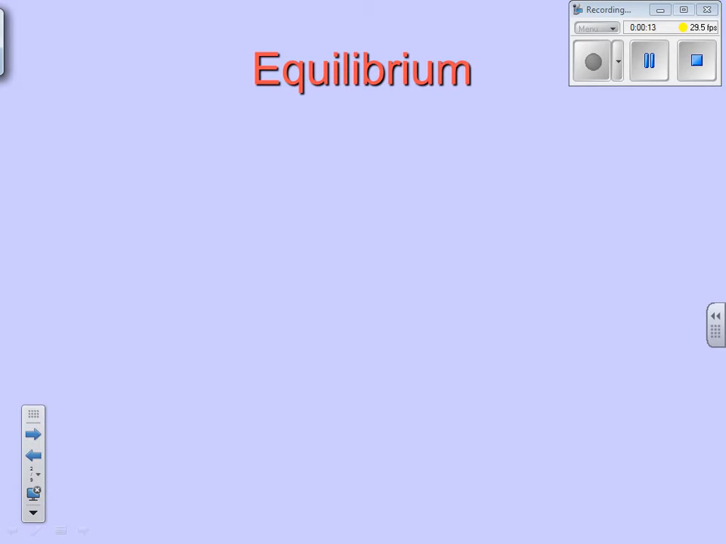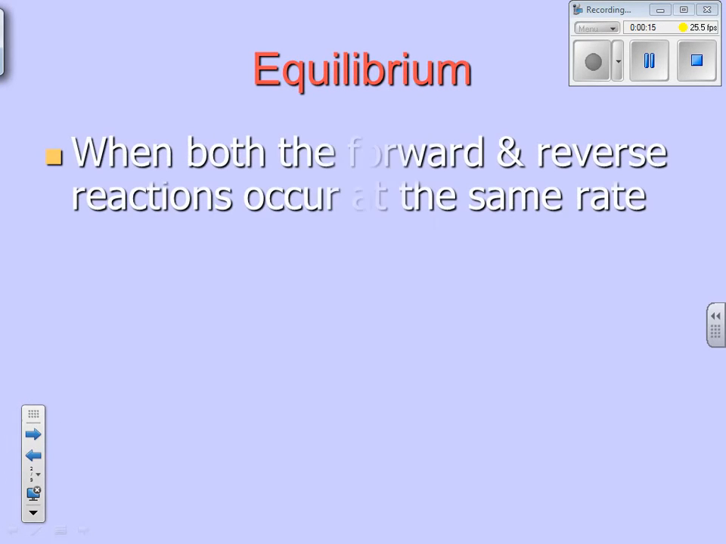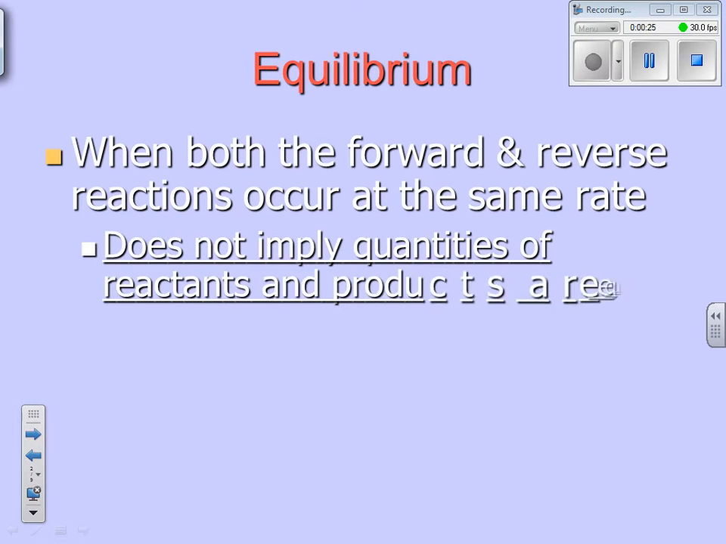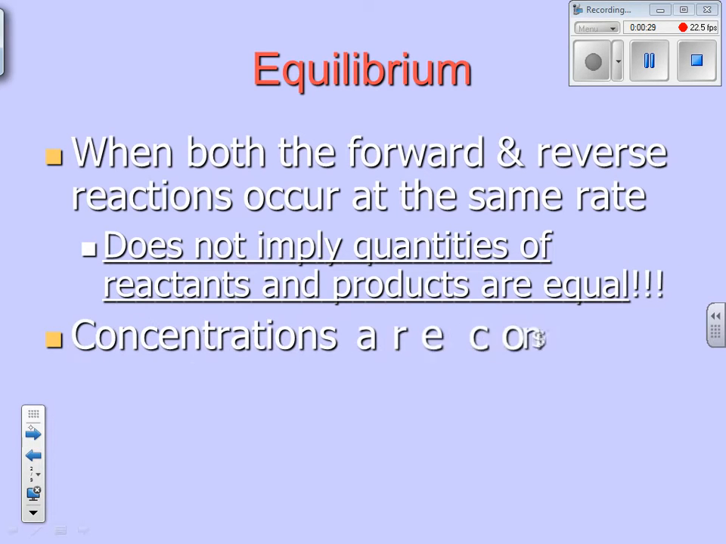So what is equilibrium? Equilibrium has to do with when the forward and reverse reactions occur at the same rate. It's something that we want to keep in mind as we go through. The forward and reverse reaction, same rate. It doesn't mean that we have the same amount of reactants and the same amount of products. It just means that the concentrations of reactants and products will stay constant. So you'll often hear me say concentrations constant.